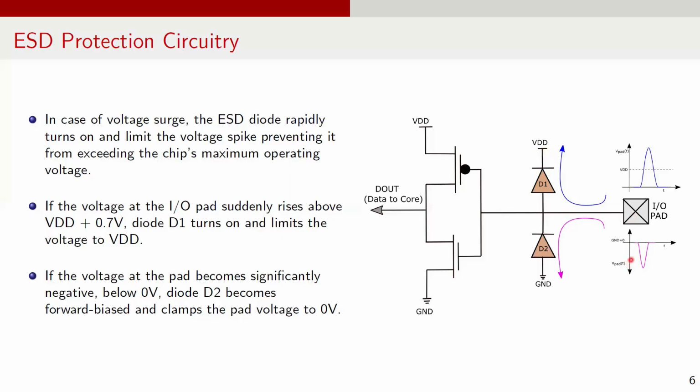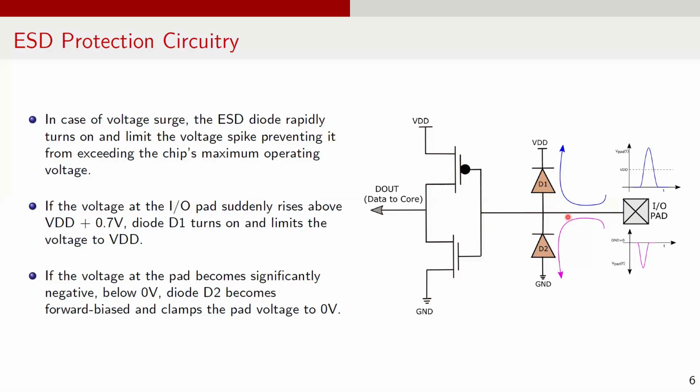On the other hand, if the voltage at the pad becomes significantly negative, below zero, the diode D2 becomes forward biased. Since its anode is at ground and the cathode is at the negative voltage, it turns on and clamps the pad voltage to 0 volt, again safeguarding the internal circuitry. This diode clamping mechanism prevents destructive voltage levels from reaching the sensitive transistors.